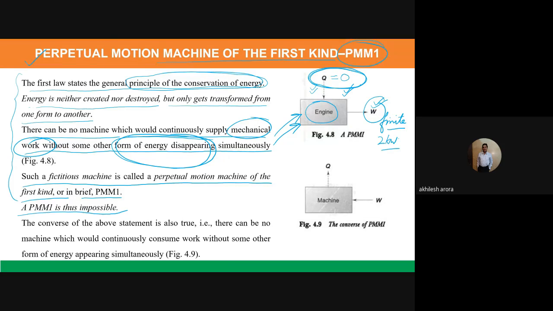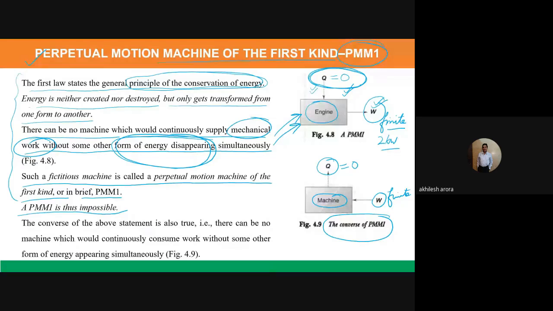Another way of depicting PMM1 is the converse of PMM1. Now, what is the converse of PMM1? You can see it here. We have a machine here, and we are supplying some finite work to it, and this Q which we are getting is actually zero. So what is actually happening? This machine is eating away all the work, but no other form of energy is coming out from the machine. Q doesn't mean that it is only heat transfer. There could be other forms of energy also.